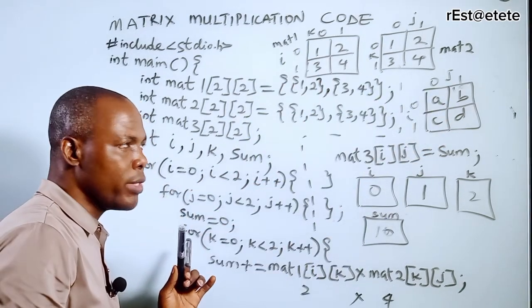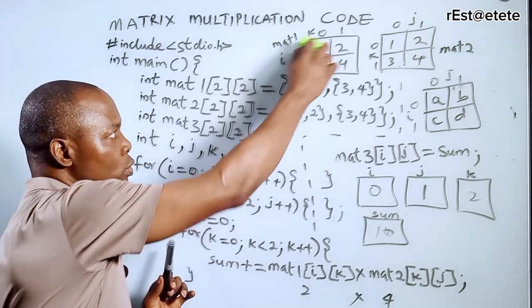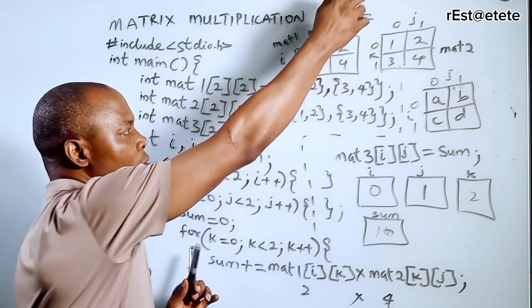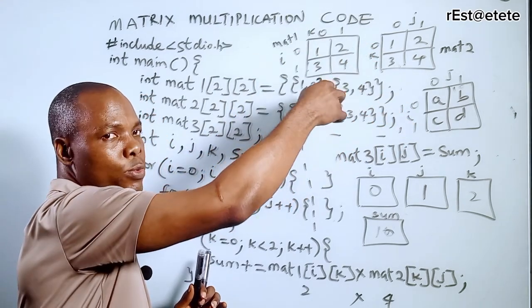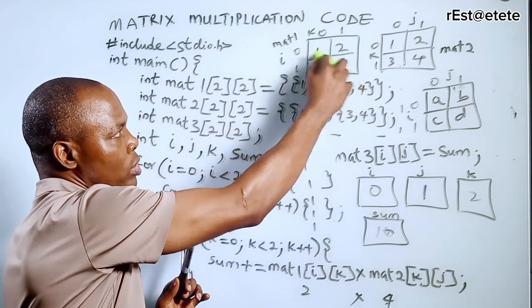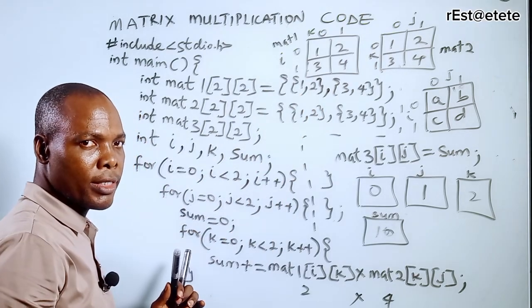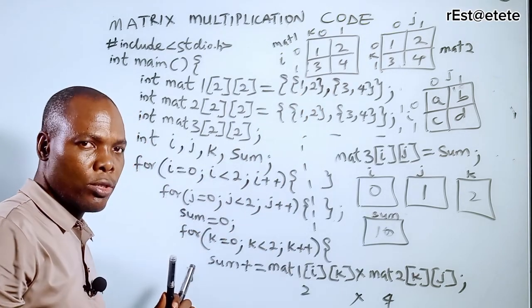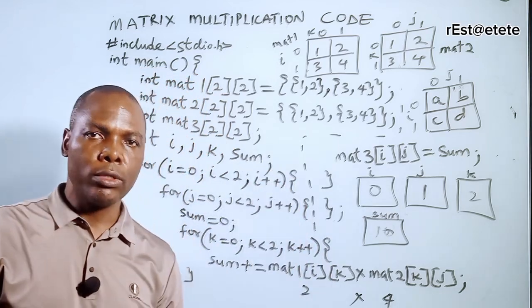Even if you want to do 3 by 3 multiplication, it's the same concept you follow. The number of columns in the first matrix must be equal to the number of rows in the second matrix. And whatever answer you get will have the number of rows of the first and the number of columns of the second. That is what I want to show you in this class. Let's go to Code::Blocks. Let me demonstrate this for you to see.